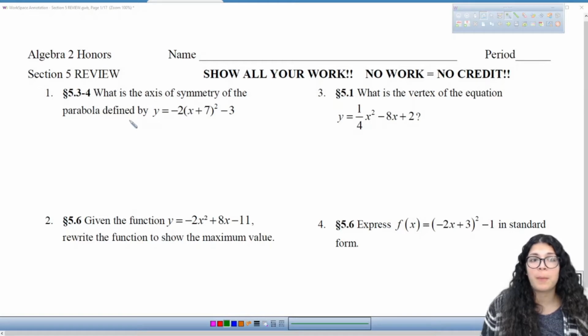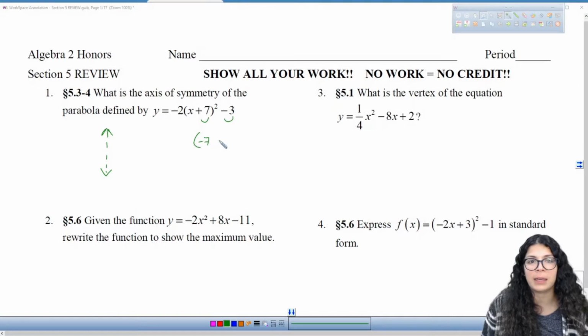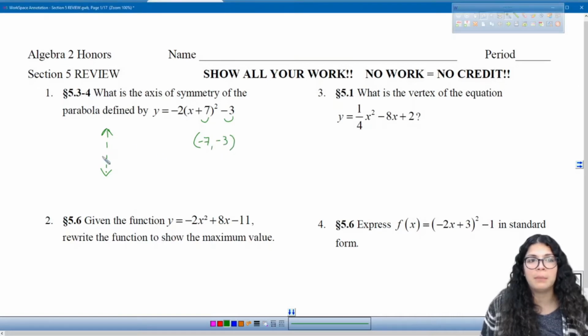Now for the axis of symmetry, remember that is a vertical line down the vertex. So the first thing we're going to need is the vertex for this parabola, which is -7, -3. And then it's not really necessary, but the parabola is opening down since the a value is less than 0. It's a negative number, so it is opening down. So just a quick rough sketch of that parabola. There we go. So the axis of symmetry is a vertical line down that vertex.